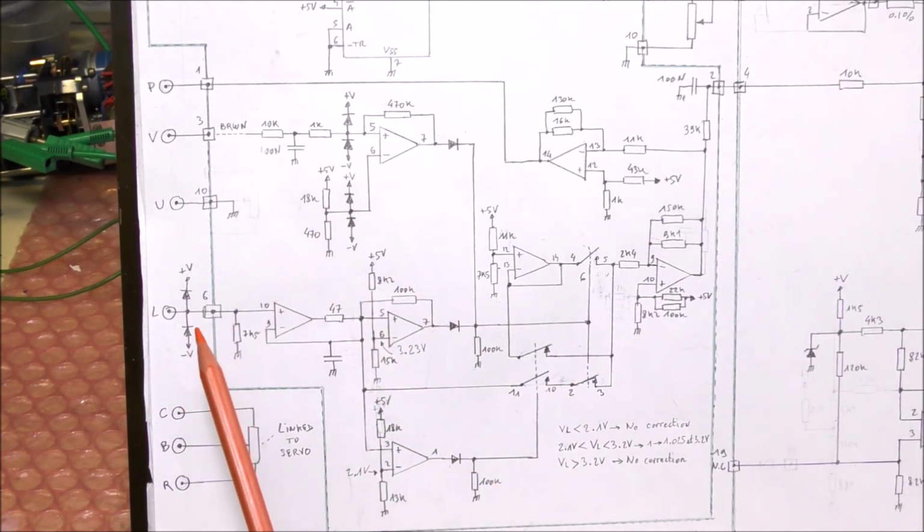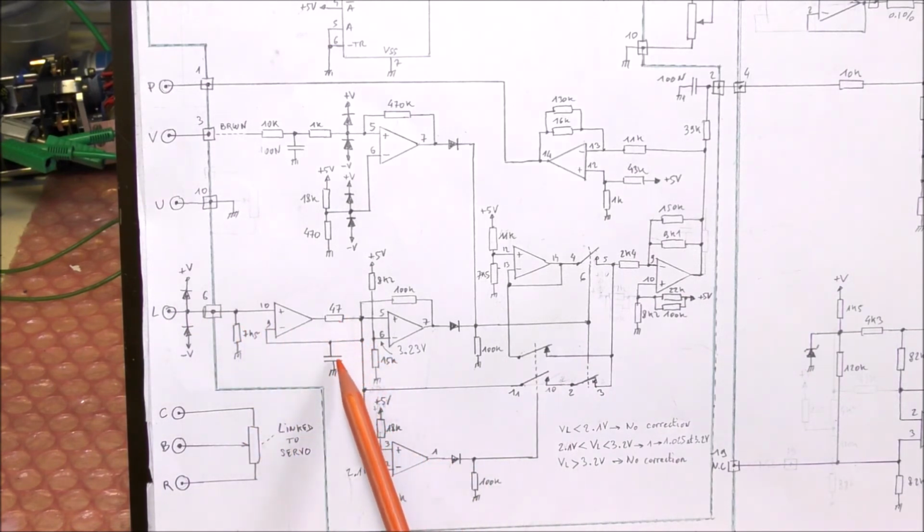The second voltage present on terminal L here is fed to this voltage follower. There is a resistor in series here because there is a capacitive load. So if this resistor doesn't exist, this op-amp would oscillate probably. And this voltage is fed to two comparators. The first comparator has a threshold of 3.2 volts approximately. The second one has a threshold of 2.1 volts here.